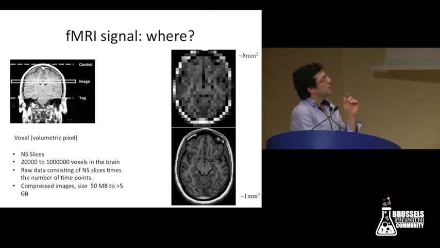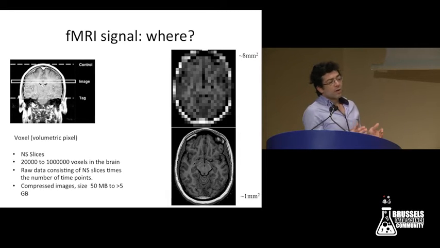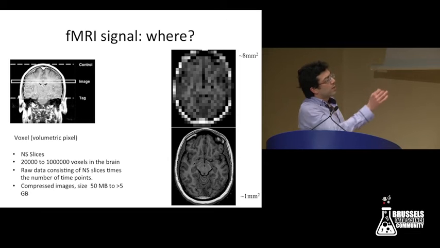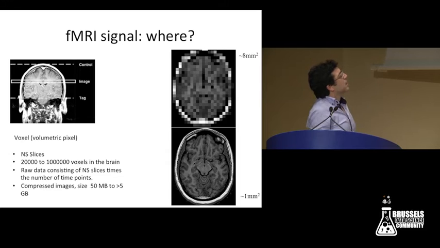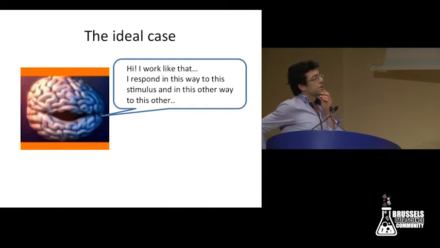Where does it measure it? It measures it in the equivalent of pixels in the brain, so volumetric pixels, say voxels, and we have several thousand to millions of them in the brain. So this already gives you the idea of what big data is in neuroscience.